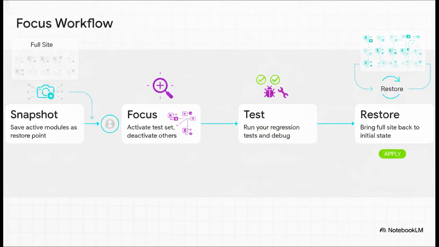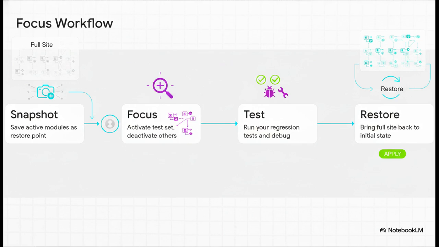And this flows perfectly into the brilliantly designed focus workflow. Let's walk through how this magic happens. First, before doing anything, you snapshot your currently active modules. This creates a solid restore point for your site. Second, you apply your test set using the focus action. Now, what focus does is it activates only the members of your test set, and it safely deactivates everything else that isn't core protected. So now you've got this minimal, highly surgical sandbox environment.